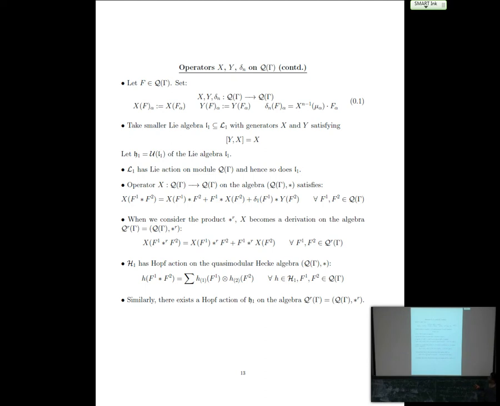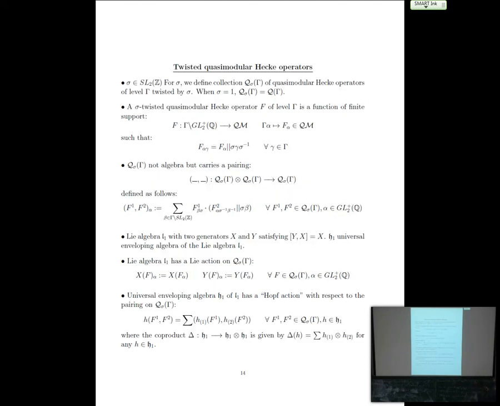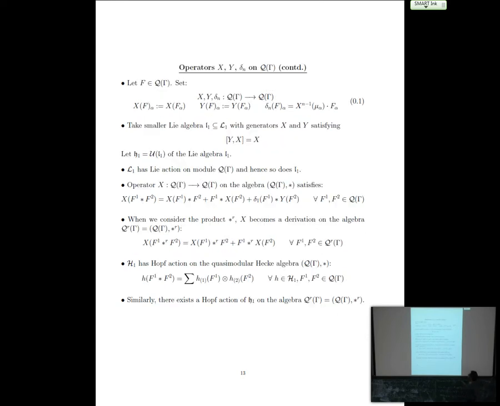Okay. So now what we want to do is, till now we were working with algebras. We were working with modular Hecke algebras, quasi-modular Hecke algebras. Now I want to define modules by taking some kind of perturbation of this, some kind of twist, which is what I call a twister. Maybe I could have called it a perturbation.